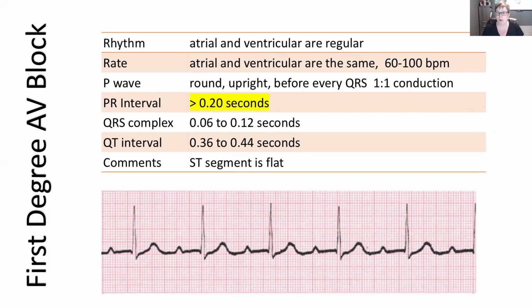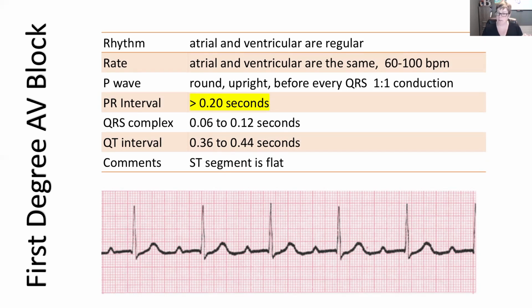Now the first-degree block represents a predictable and regular delay of electrical signals through that AV node. And although the conduction is slowed, there are no missing beats, as every impulse from the atria is conducted down through the ventricles. As I mentioned, it is the least dangerous type of the 4 AV blocks that we're going to talk about today.